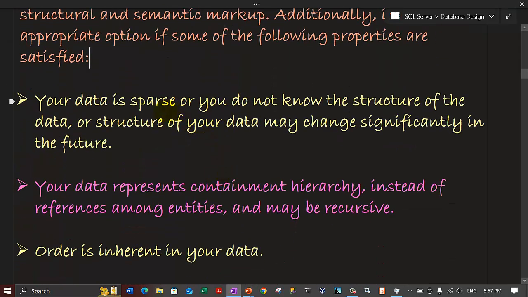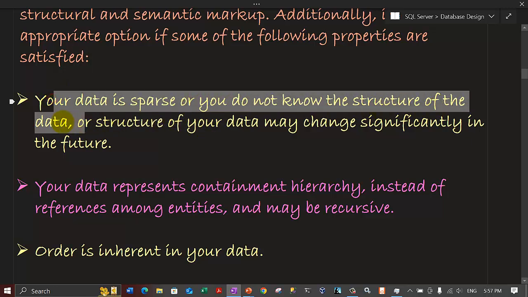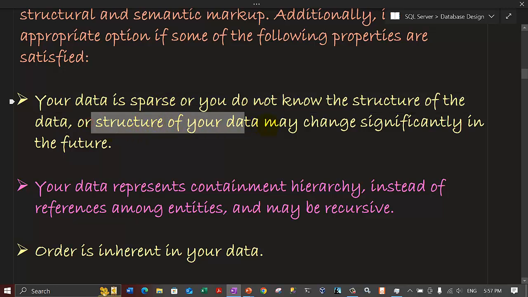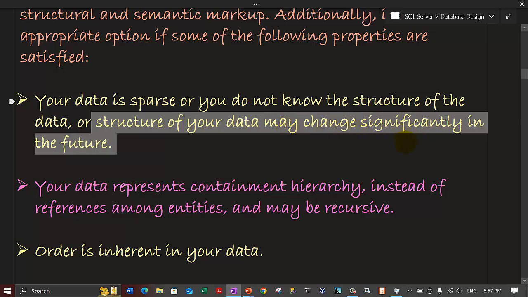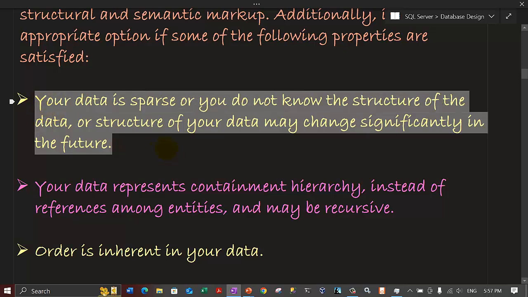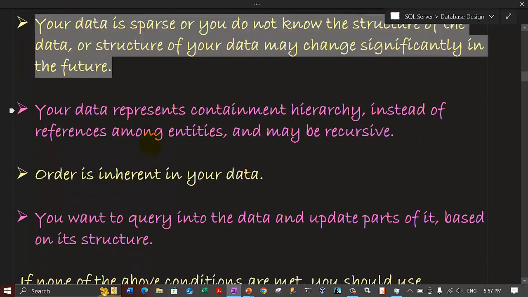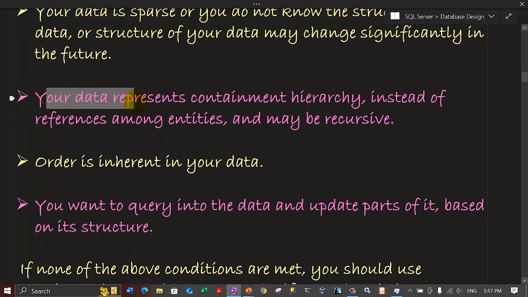Now the first situation is when your data is sparse or you do not know the structure of the data. So this could be one of the situations where you don't know the structure of the data. In those situations you should use the XML structure. Or if you don't know the structure of your data, or if you know that the structure of your data may change significantly in the future, so this is one of the situations where you should give consideration to using the XML data model.